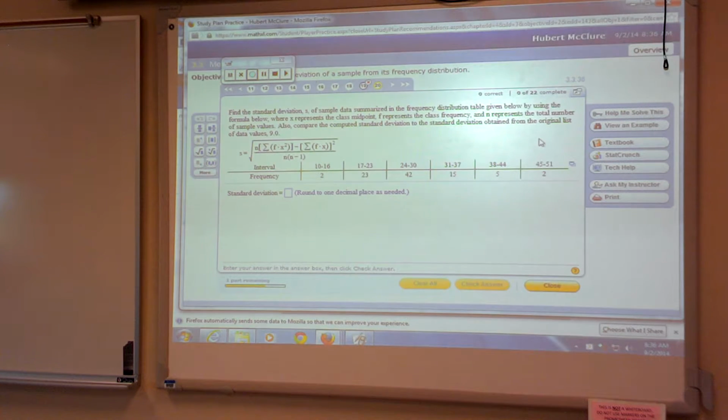And while you're doing that, I will pull up the other formula, which is summation of f times x over n. But I was going to pull it up on another.